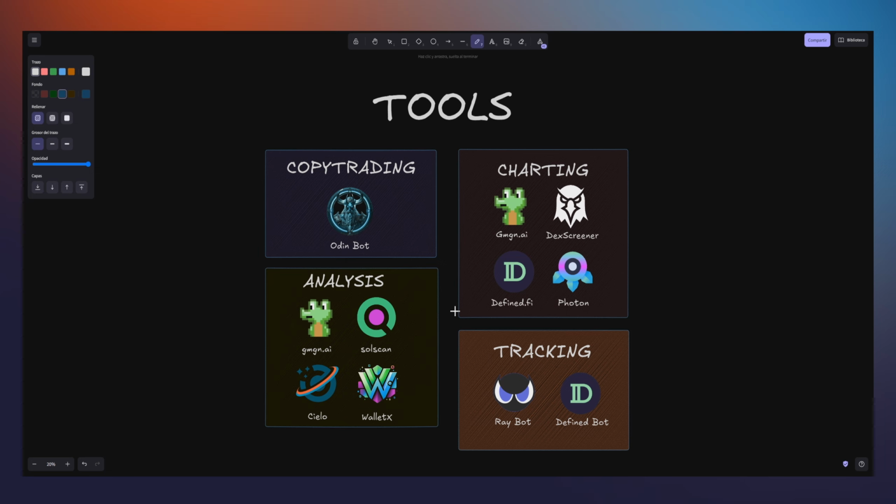And to track the wallets, we're going to be using mainly two bots. Both of them are for Telegram, and they are the most used bots, which are Raybot and Defiant Bot. Once again, guys, this is just the first video, so don't worry. We're going to take you step by step until you become a profitable trader.